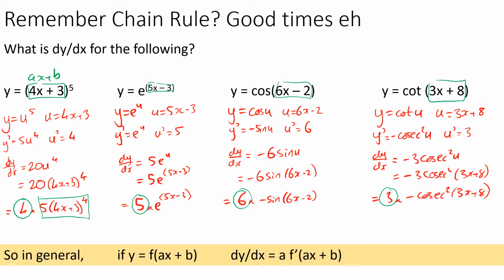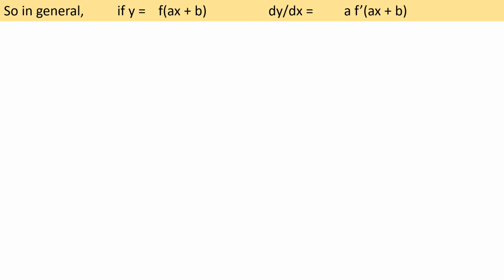Now, the general form of what we've said is this: if we differentiate f of ax plus b, then we get a times the differential of that function of ax plus b. So how are we going to use this? How do we deal with this?